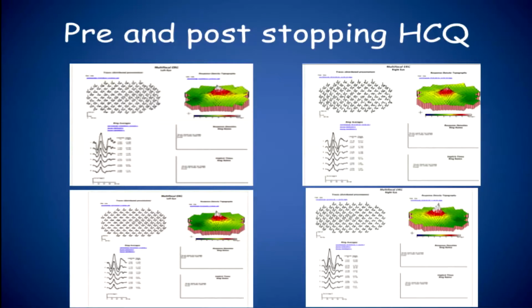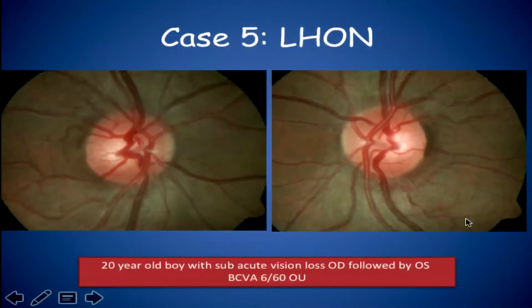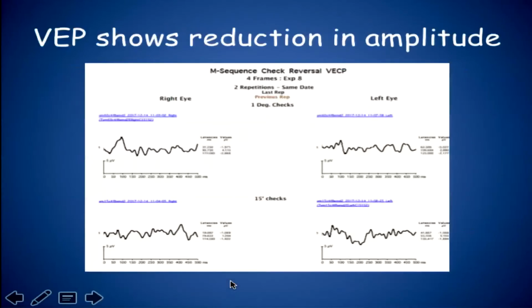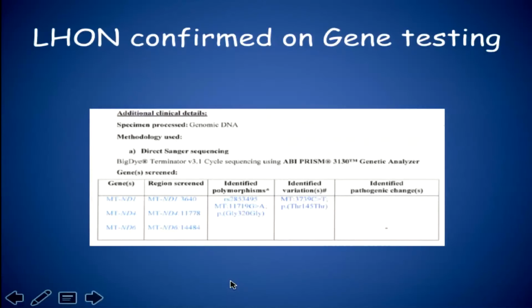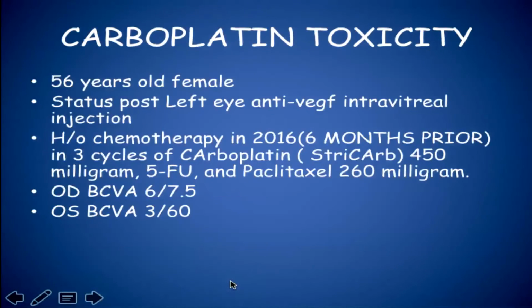Now this is another patient, again with very subtle changes, where you can see in the right eye the peak is lost here, and the patient was advised to stop, and after that the patient came some 6 months back, and again a very healthy macula. Now, in this patient, a 20-year-old boy who came with subacute vision loss, right eye followed by the left eye, and vision was 6/60. You can see a little bit of hyperemia with telangiectatic vessels, and we did a VEP which showed a reduction in amplitude and a slightly delayed latency, which was confirmed with gene testing.